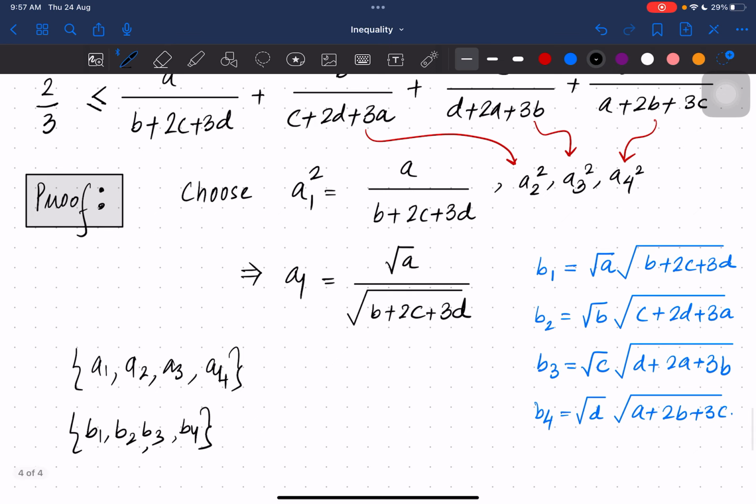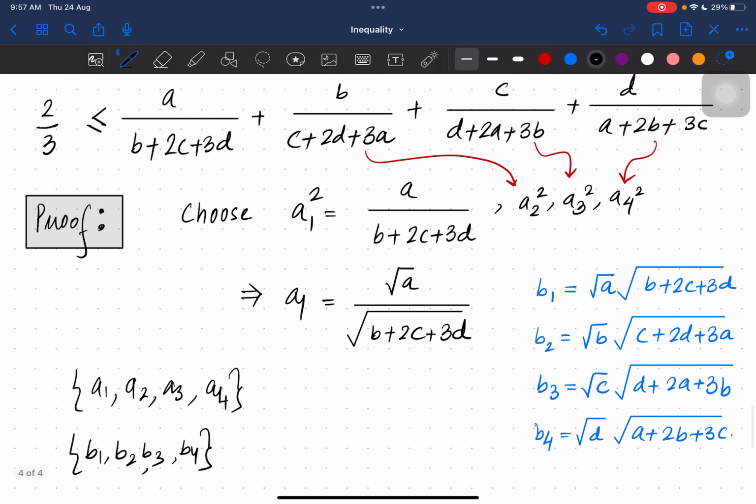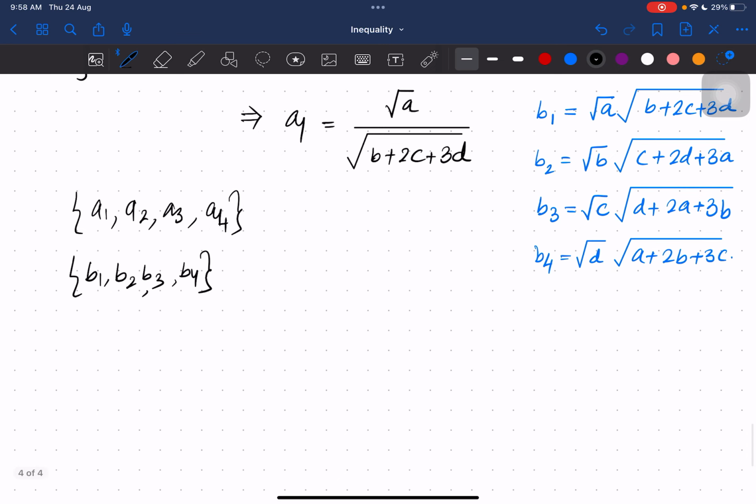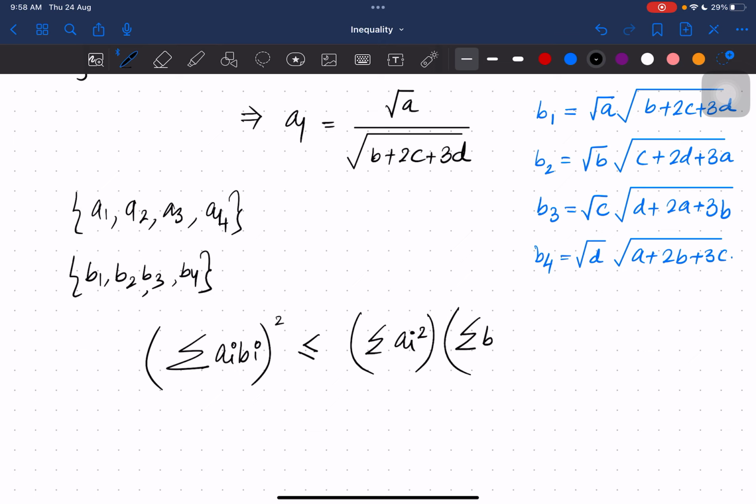Now to apply the Cauchy Schwarz inequality, you can see that if I do a1 b1, then I get A, a2 b2, then I get B, and so on. So the summation of a_i b_i, this whole square, is less than or equal to the summation of a_i square times the summation of b_i square. So this is the Cauchy Schwarz inequality.